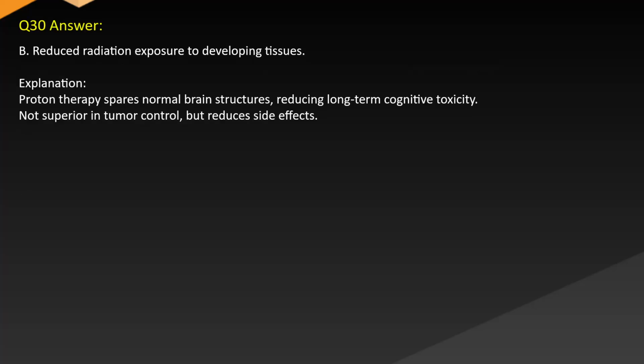Answer. B. Reduced radiation exposure to developing tissues. Explanation. Proton therapy spares normal brain structures, reducing long-term cognitive toxicity. Not superior in tumor control, but reduces side effects.